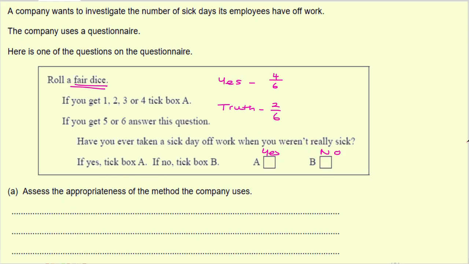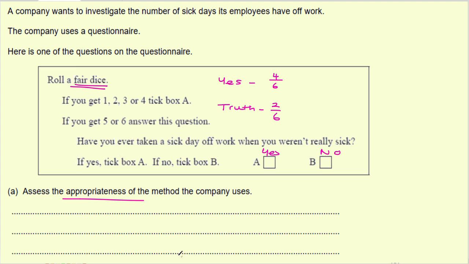Right, number 1, assess the appropriateness of the method that the company has used. Is it an appropriate method? Well, why do we use this method? We use this method if we have a personal sensitive question to try and limit the people that would not answer correctly and cause distortion. So assess the appropriateness. You would answer yes, it's an appropriate method because it's a sensitive question. And that would be the best response for that.